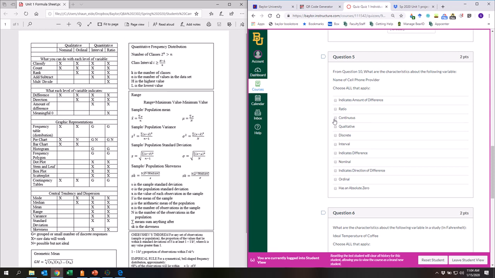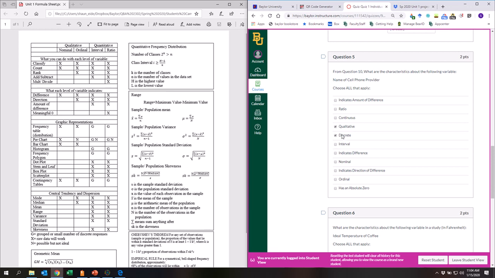Is it continuous? It's not continuous. Is it qualitative? It is qualitative. Okay. Is it discrete? We're going to put that it is discrete. I know some people say that it's not. It's just kind of like one of those things. It's kind of messy. But we're going to say that all qualitative variables are discrete.